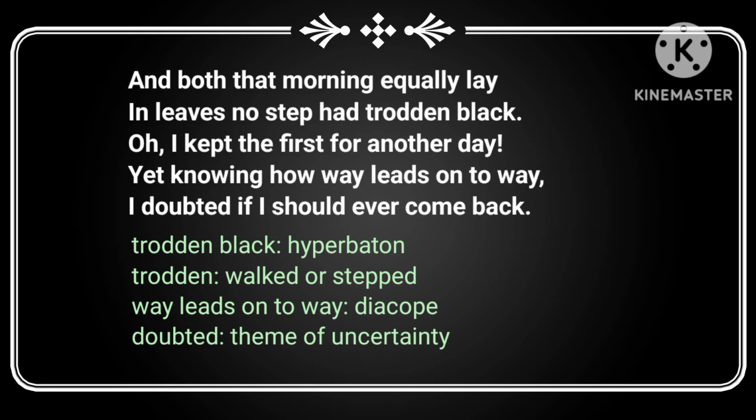Here note the phrase trodden black. This is an example of a hyperbaton. Hyperbaton is the inversion of the normal order of words. We usually say the adjective before the noun. Right, we say a beautiful girl. But see, the adjective here has been used after the term trodden, that is after the noun. So there is an inversion of the normal order. That is why this is an example of a hyperbaton.